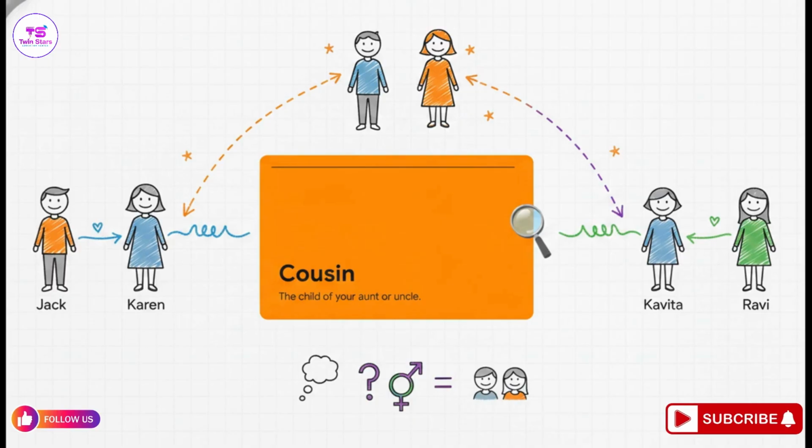Going back to our family structure, we have Kavita and Ravi. They're the cousins of Jack and Karen. And honestly, this is a brilliant little feature of the English language that makes your life a bit easier. The word cousin is totally 100% gender neutral. It applies equally to both boys and girls. Whether Ravi is a boy or Kavita is a girl, they are both simply cousins to Jack and Karen. A real win for English learners.